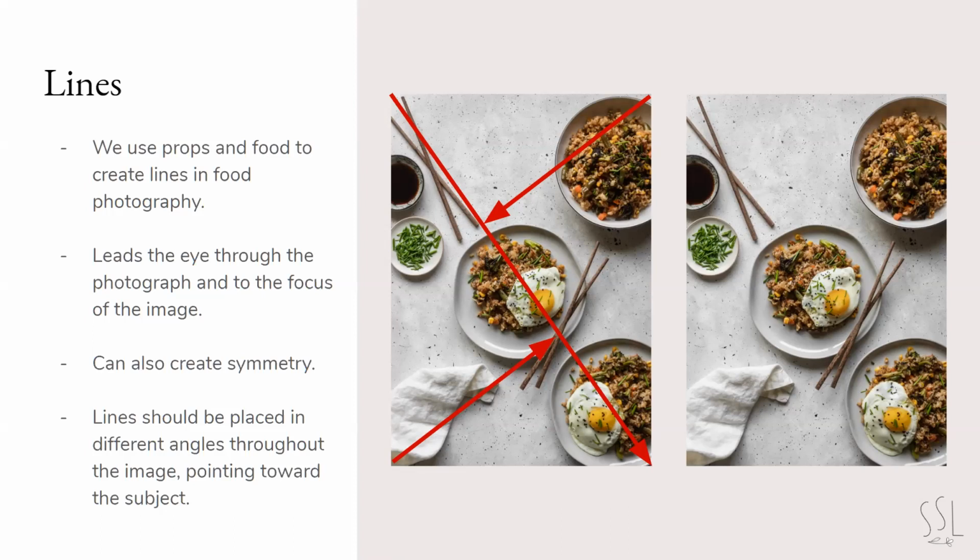A quick tip for lines is that you don't want props or food going in the same direction. So in this photo, you can see that the chopsticks, for example, are going in 2 different directions. And we wouldn't want them going in the same direction because it's just not visually appealing and it makes the photo look a little bit off. So always double check that any lines are going in different directions while still pointing towards the subject that is center stage. And you also want to take the viewer through different elements of the photo while using lines.